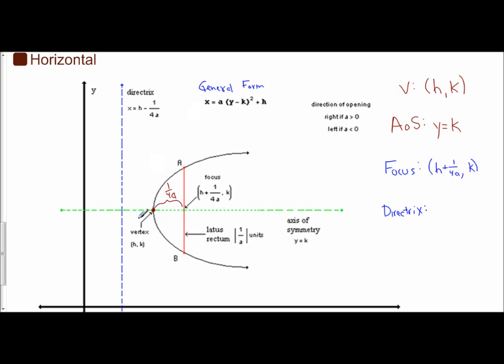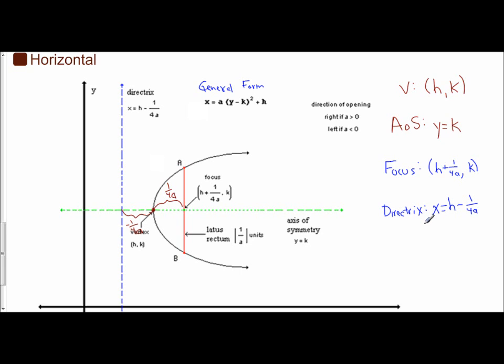If we go from our vertex to our directrix, we're going left 1 over 4a units. That's negative 1 over 4a. So you are moving left, so you subtract the 1 over 4a from our h. And since x represents our horizontal values, the directrix is x equals h minus 1 over 4a.